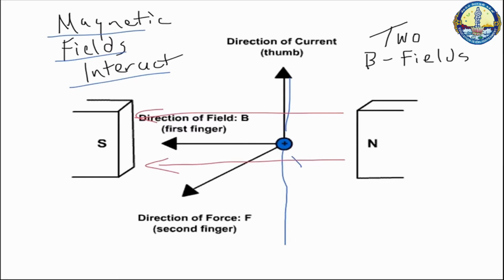Here we have the magnetic field. The direction of the magnetic field is from north to south. The direction of the current is shown by the thumb, and the direction of the force is shown by the second finger, F. So if the charge is moving in both electric and magnetic fields, the total force experienced by the charge is given by F is equal to Q into V cross B.